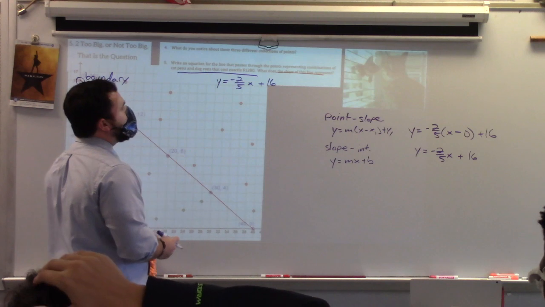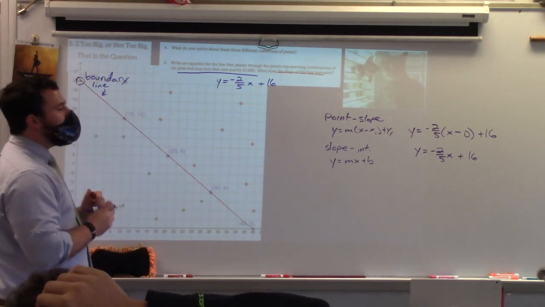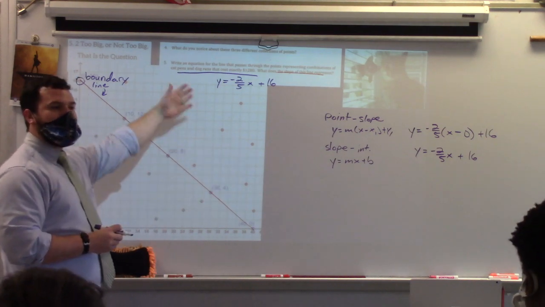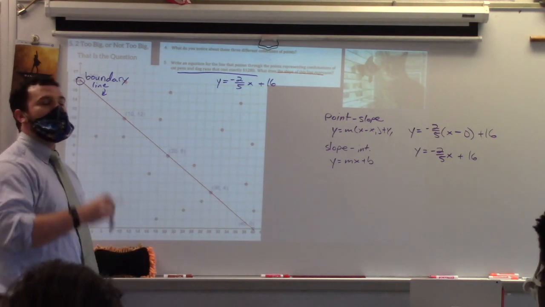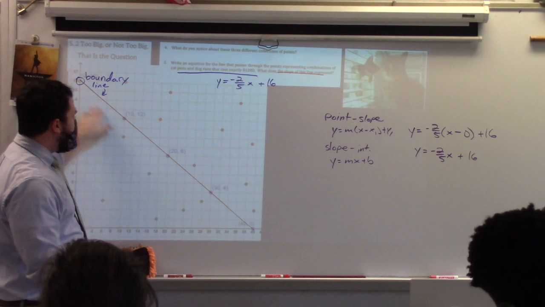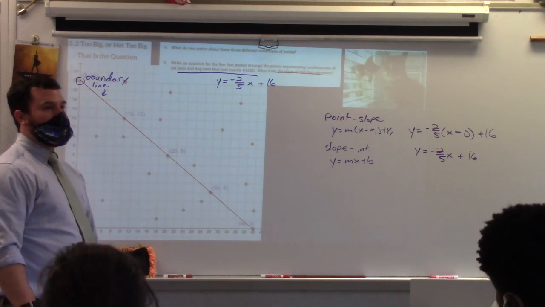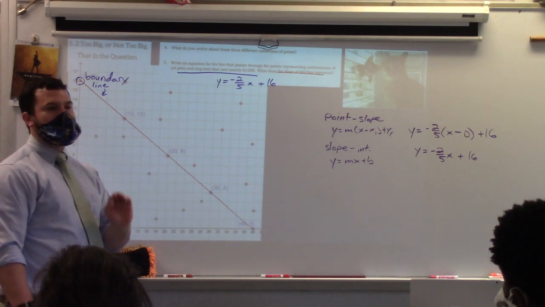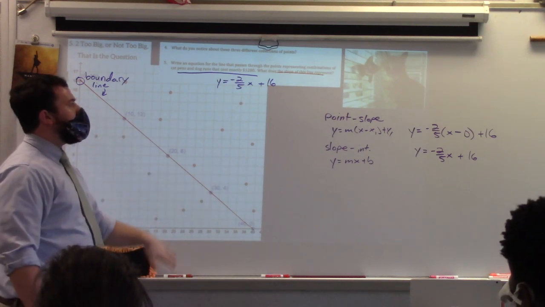Two different versions of the same equation, right? So we have an equation there. Please remember, every point on this line would make that equation true. If you have an equation with two variables, that is a line.